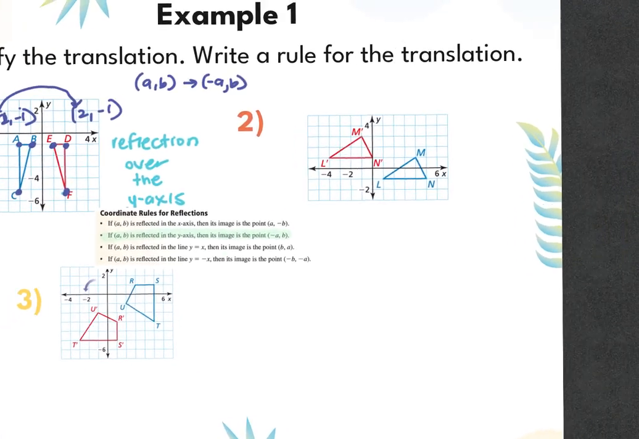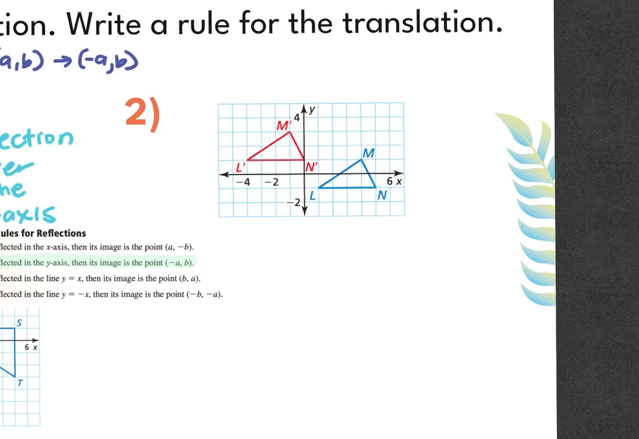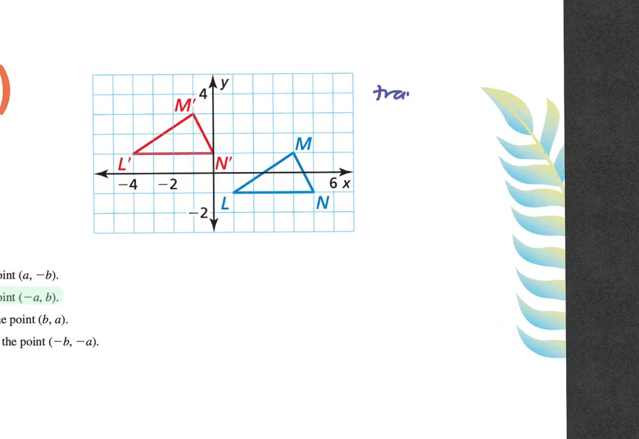Okay, now looking at 2. From our pre-image to our image, it's in the same direction, but it has shifted over or slid over, which means that this is a translation. If we look at our x and our y, if I compare M to M prime, my x went 1, 2, 3, 4, 5 left, which means -5, and up 1, 2, which means +2. We can double check with L. 1, 2, 3, 4, 5, that's left 5, and up 2. That's consistent with what we found.